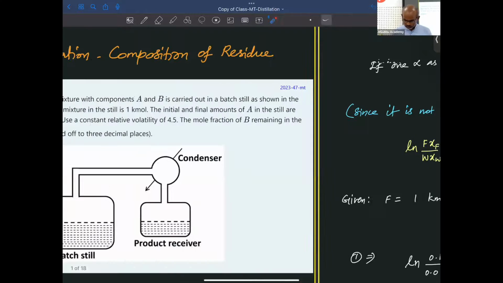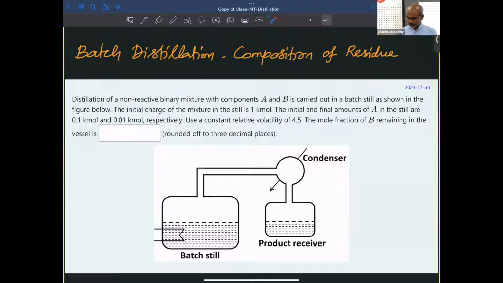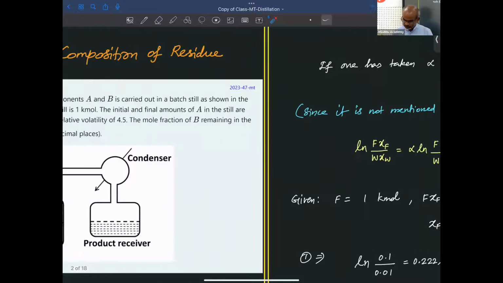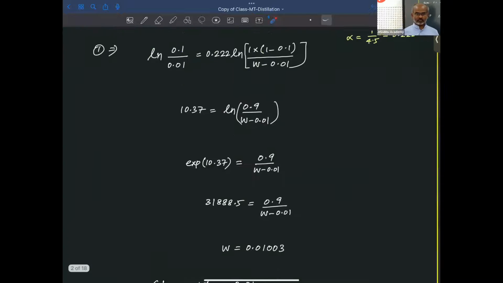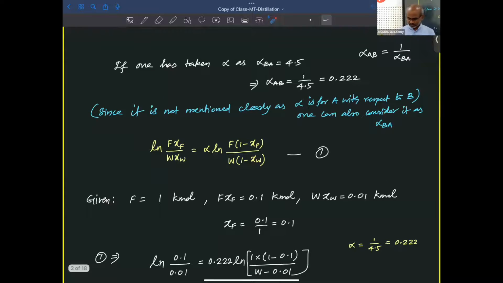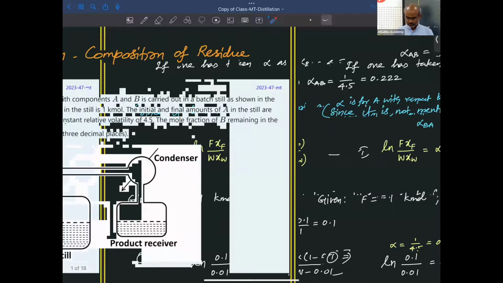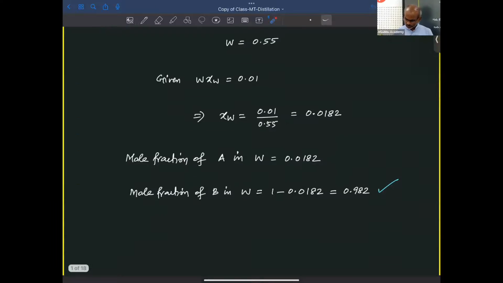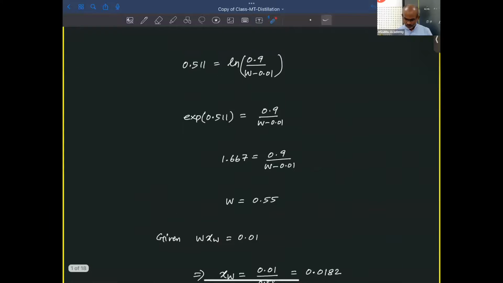Normally it is meant that this alpha will be for the more volatile component, always relative volatility of A with respect to B. But since that word is missing, they have also given this other answer as an accepted one. This kind of thing is happening in recent times because people are challenging the answer key, and if anyone is working in a different way, at last they are giving that also as an accepted answer. Okay, any doubt on this part?